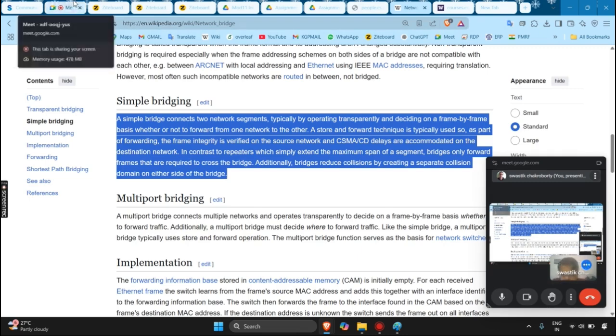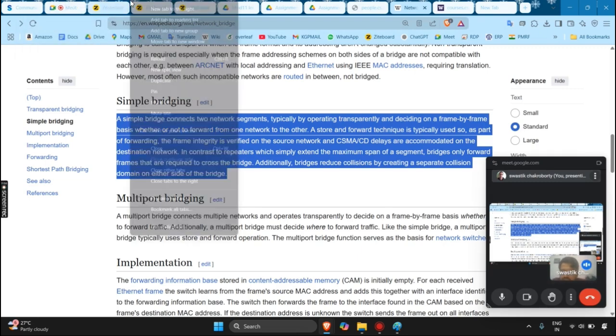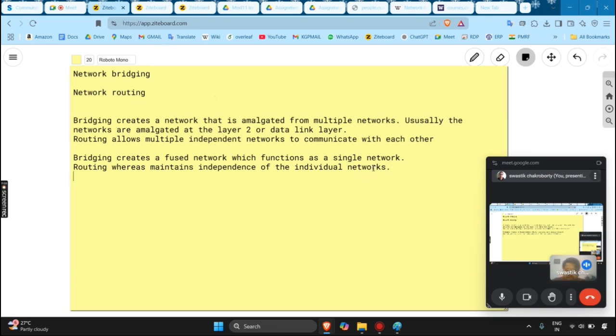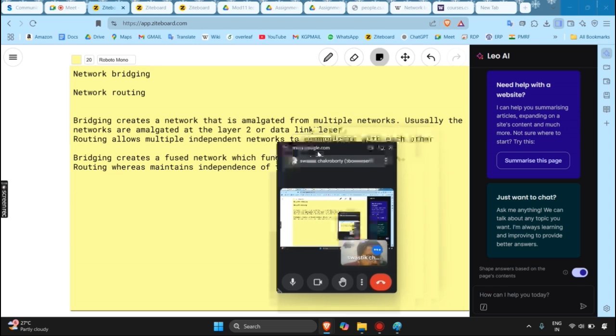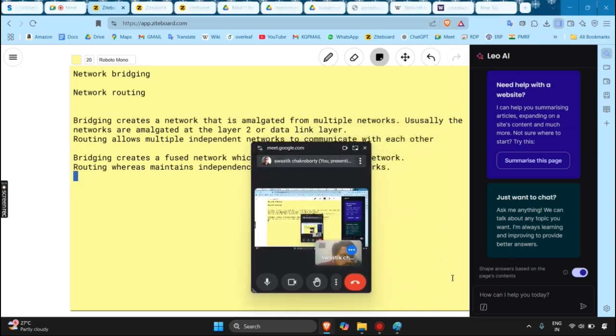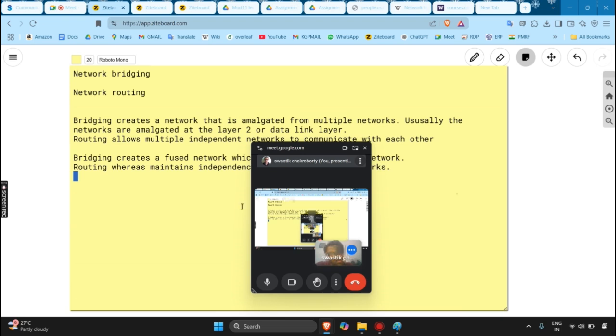A simple bridge connects two network segments and does store and forward. Next topic is network bridging. Simple bridges do store and forward.